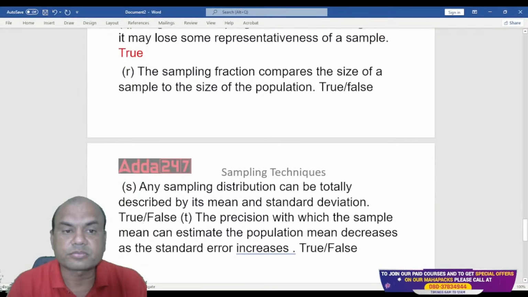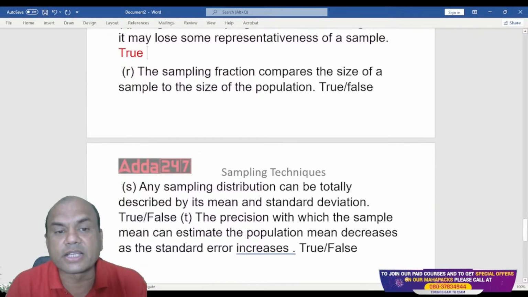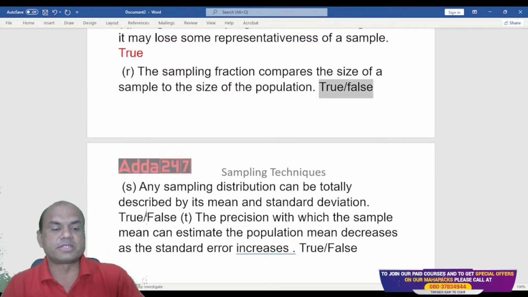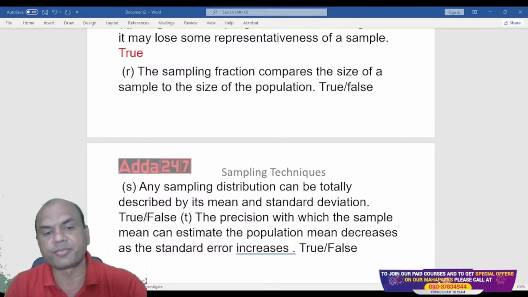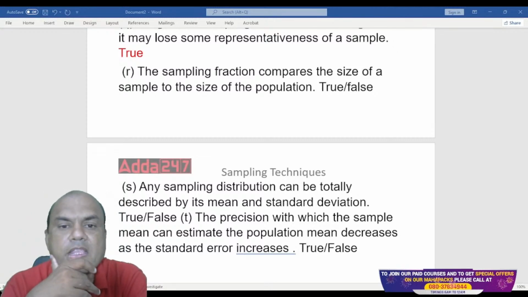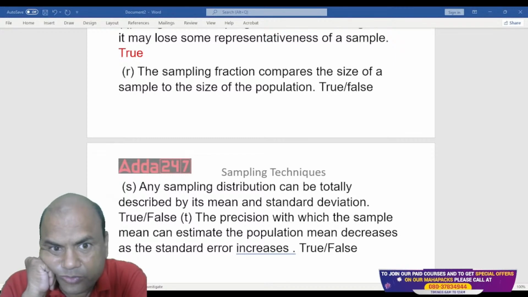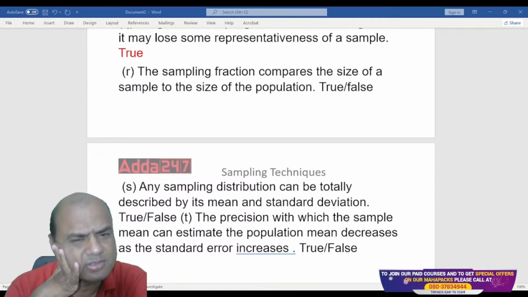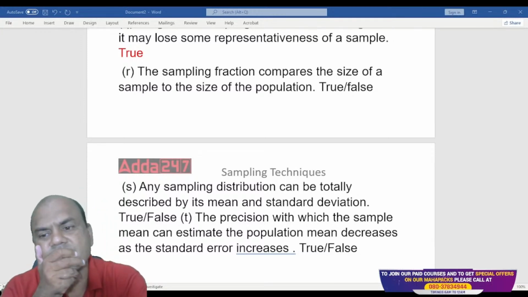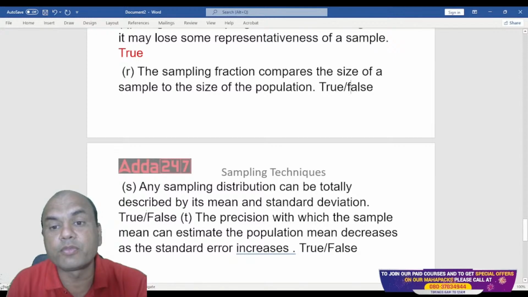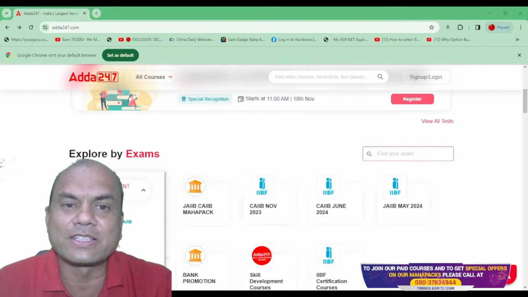Next one. The sampling fraction compares the size of the sample to the size of the population. Now this you must definitely tell me. Yes, the sampling fraction compares the size of the sample to the size of the population. It is true. That is the meaning of the sampling fraction. So friends, that was the session for you.